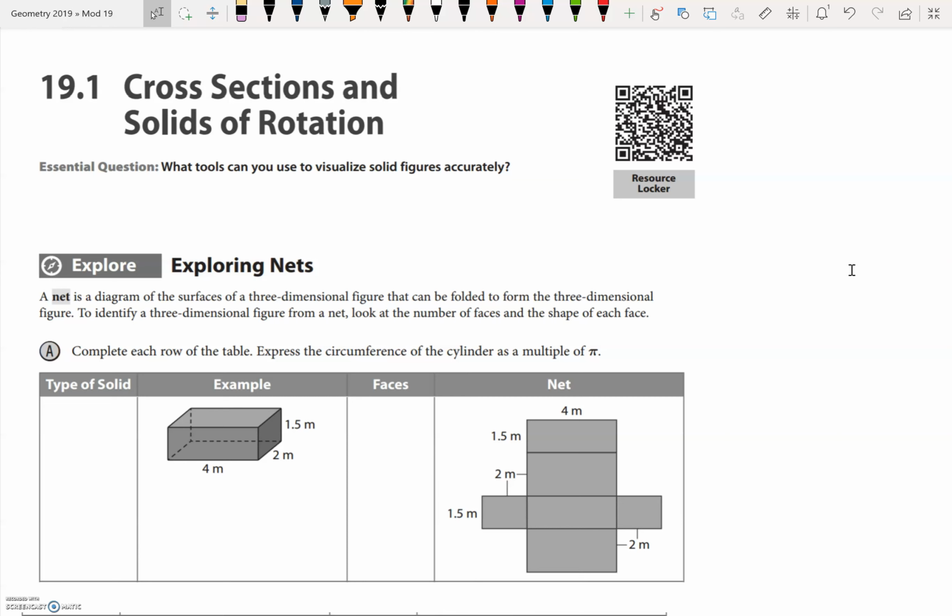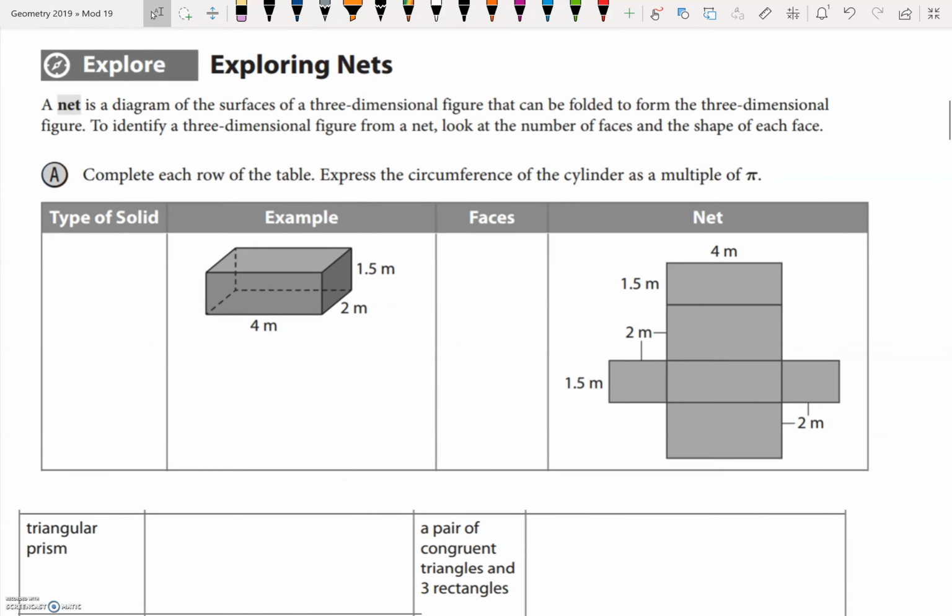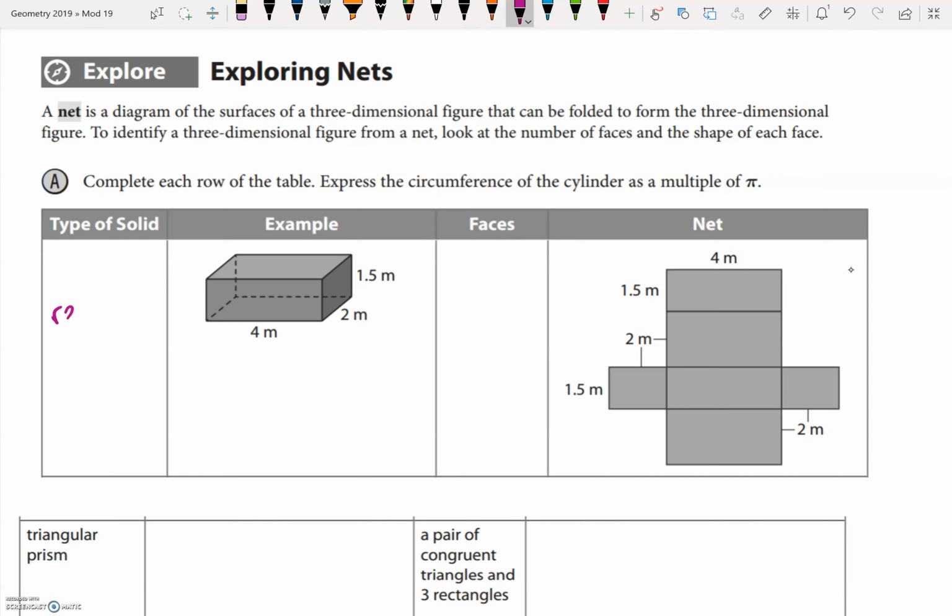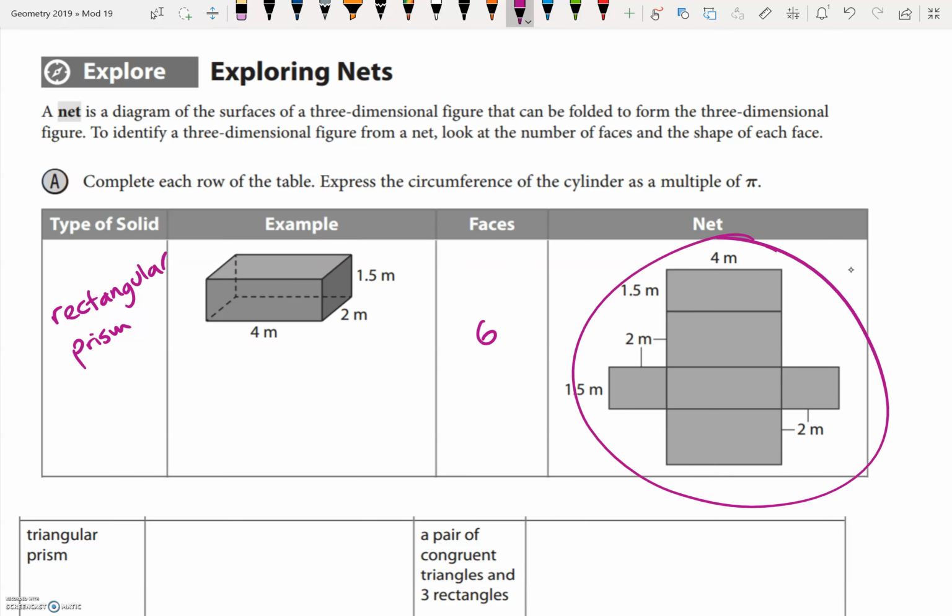you need to unfold any three-dimensional figure into something called its net. So this is a rectangular prism. The faces that it has, a total of 6 faces, just like a die. And then if you unfold it, it ends up looking just like that.